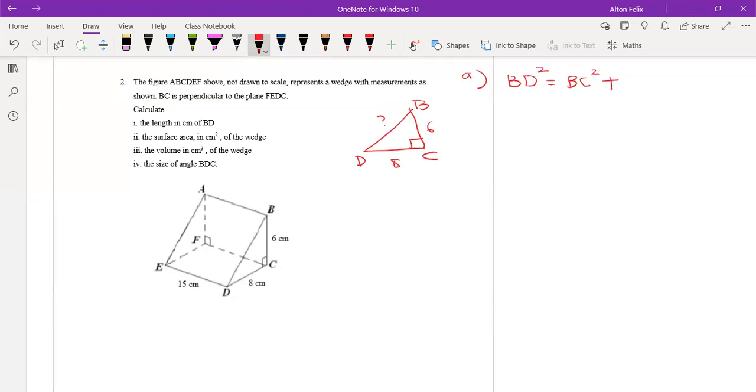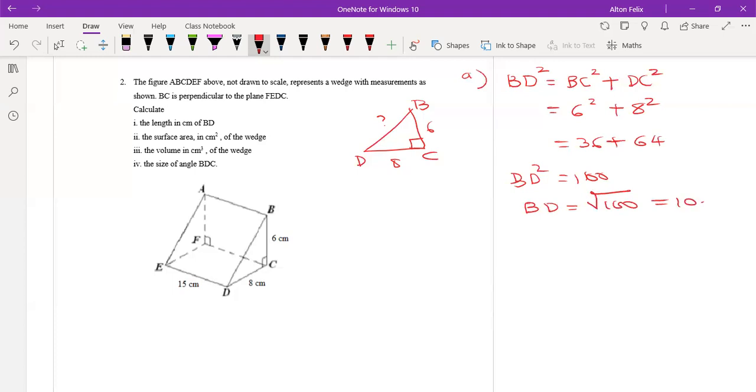So that'll be BC square plus DC square. BC square would be 6 square and DC square would be 8 square. 6 squared is 36, 8 squared is 64. So that gives us 100 right there. BD square is 100. So if we need to find BD, we'll take the square root of 100, which will be 10. So we'll write that in right here, 10 centimeters. That's BD.